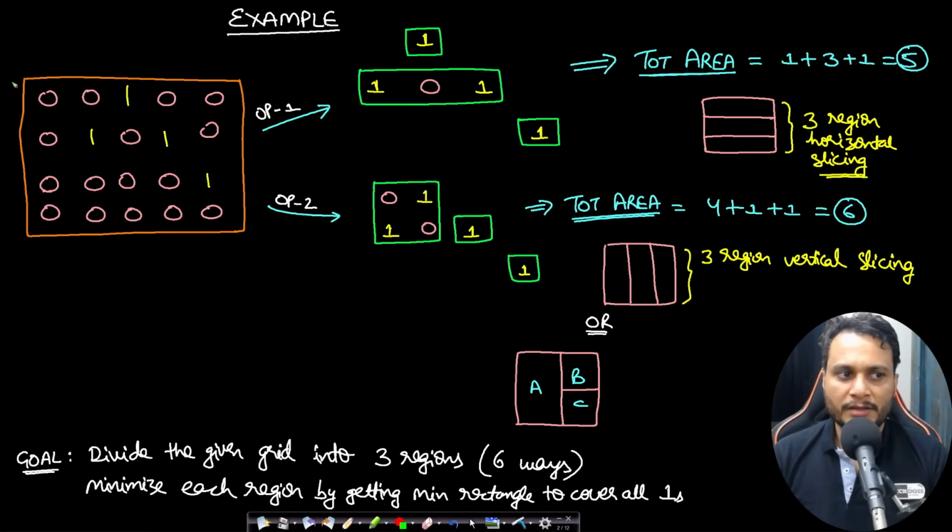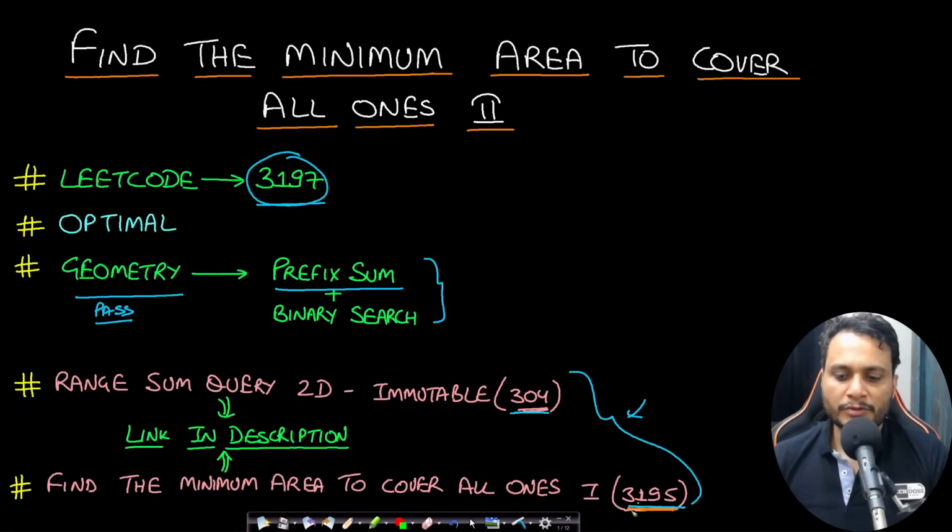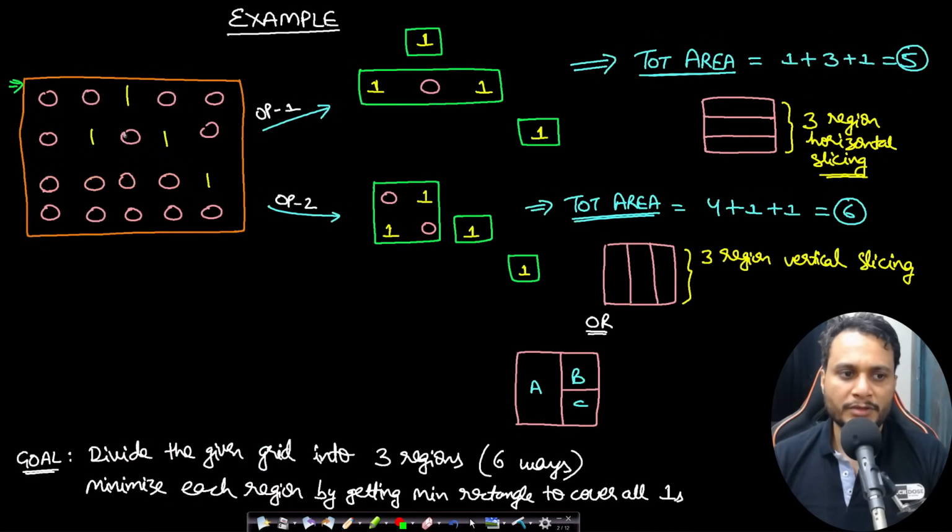Now in this case, the problem was that we are given a binary matrix and we have to cover all the ones by using 3 rectangles. In the previous problem 3195, we had to cover that using 1 rectangle, but here we have to cover that using 3 rectangles. So the first thing that I will be doing is finding the smallest rectangle which has all the ones. You can use the solution of 3195 to find the smallest rectangle which contains all the ones, and this rectangle must be parallel to the x and the y axis, and it will be parallel, right?